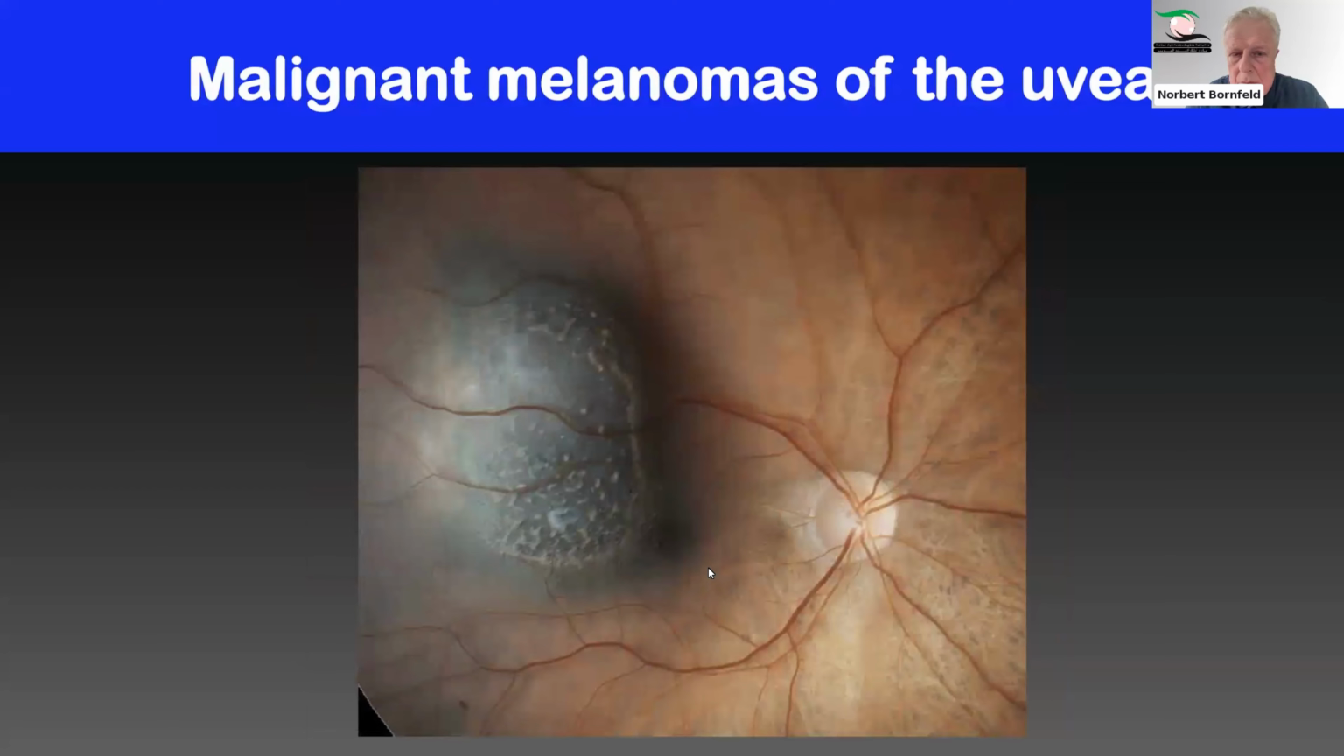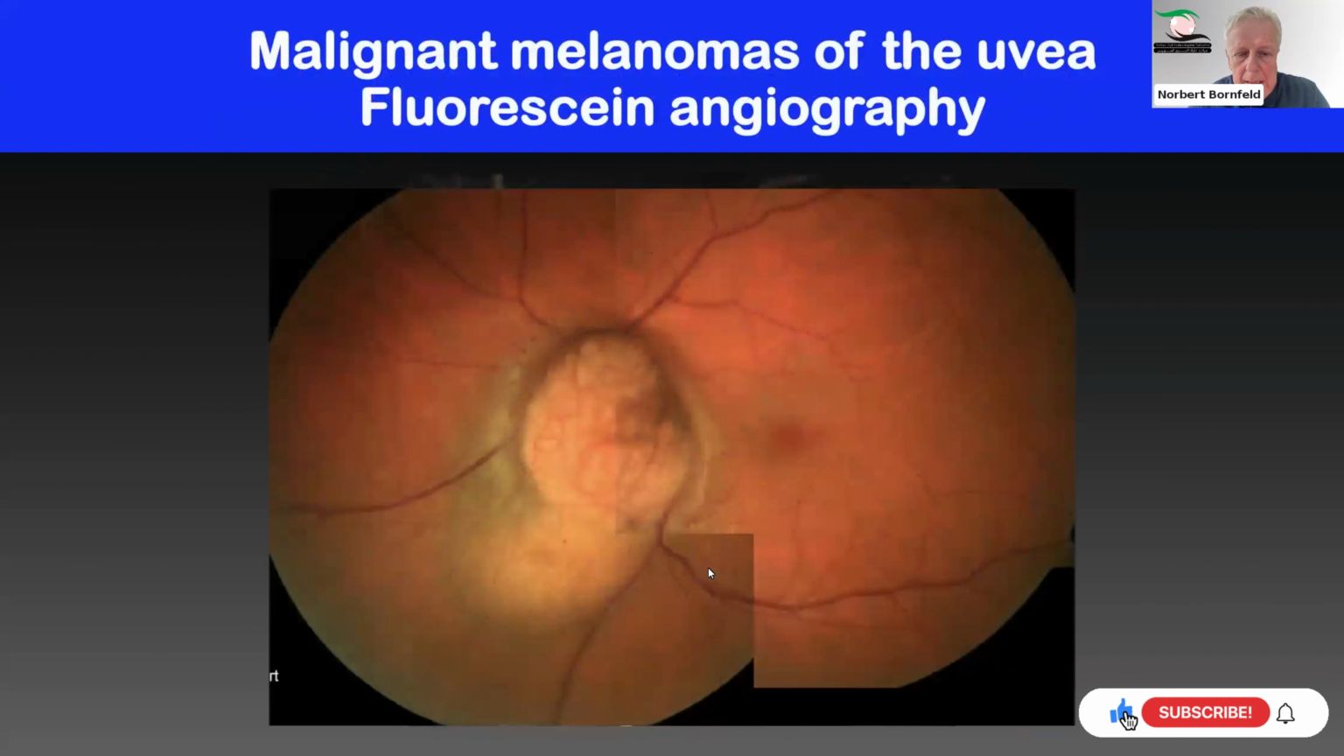This is another tumor, again very typical, a choroidal pigmented mass close to the macula at the posterior pole with exudative retinal detachment and lipofuscin flecks on this orange pigment on the surface of the lesion. And if you see such a lesion, it's very likely that this tumor is a malignant melanoma.